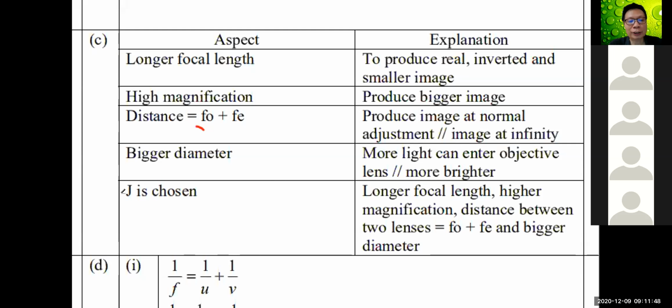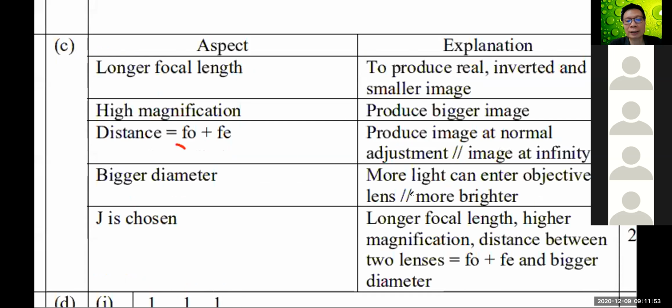And the last one, we choose the J, okay? J is chosen. It has long focal length, higher magnification. Distance between the two lenses is exactly FO plus FE, 50 cm, and with bigger diameter. Okay, that's the answer here. Check your answer, please. If you did not get this answer, you do correction now.